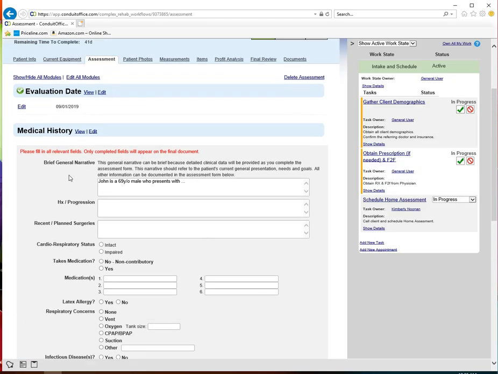So right now, brief general narrative. What we want to do is offer a brief narrative of the patient's medical history. We're just trying to set the patient up. This is our patient. This is their diagnosis. This is their limitations, just to give us a brief introduction to our patient. So over here we're going to write, John is a 6'9" male, presents with status post CVA with left hemiplegia.